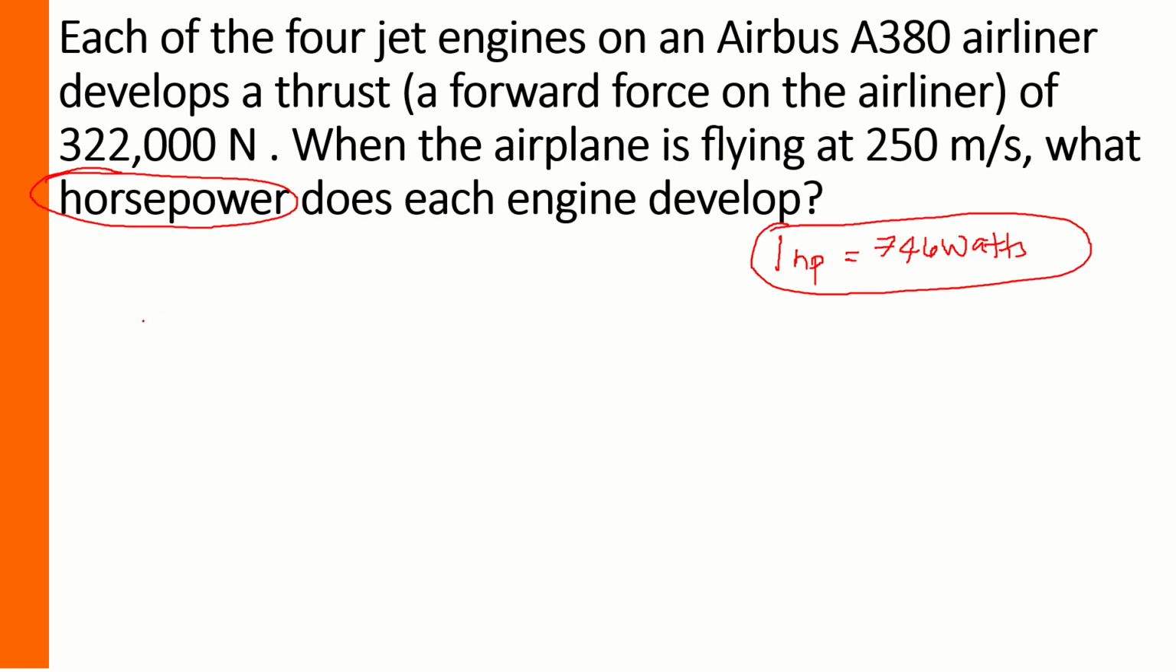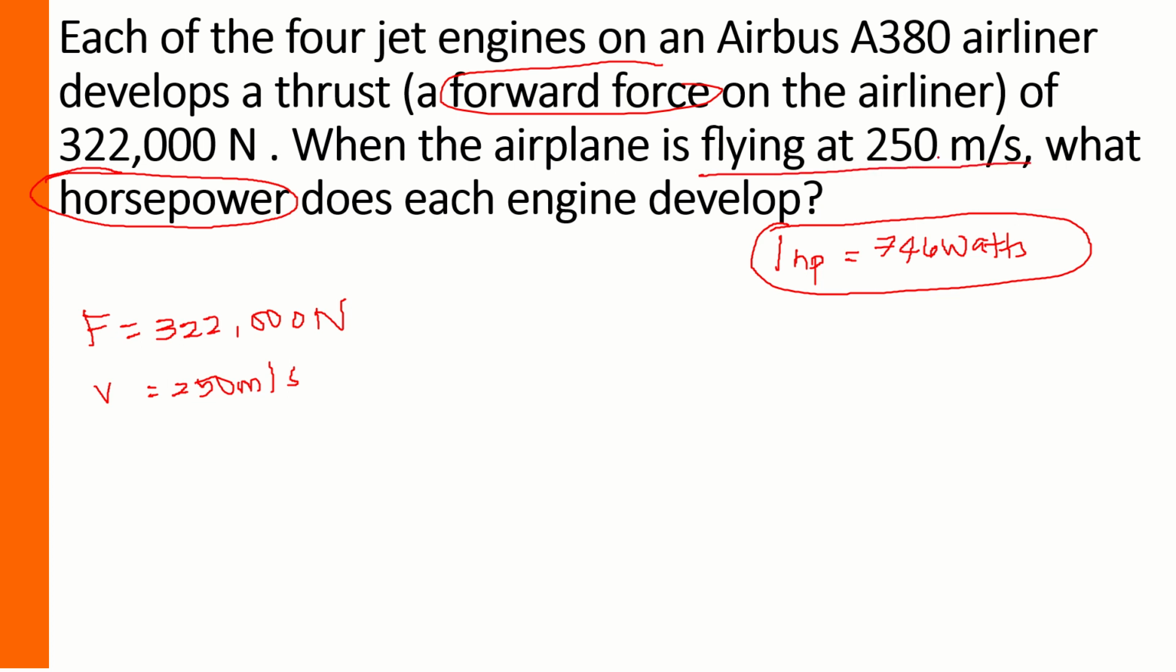So let's look into the given. The force is 322,000 newton. And then the velocity is 250 meters per second. So you might be asking, sir, paano mo nalaman na yan yung unit? Yan yung given. Forward force, 322,000. Airplane is flying at 250 meters per second. Wala naman ibang unit na ng velocity na iba, meter per second lang naman kasi ang meter per second squared ay acceleration. So you know that this one is velocity.